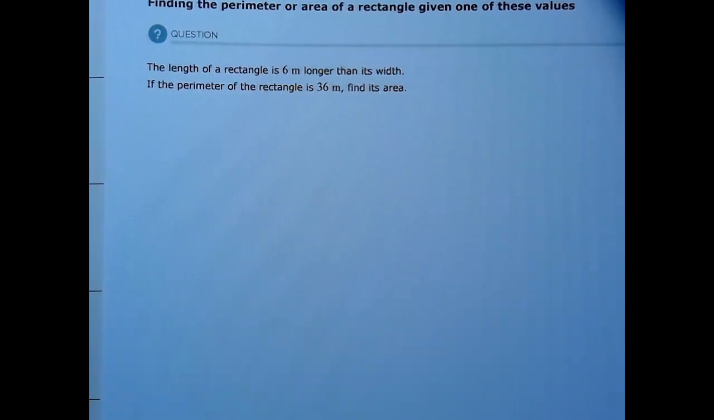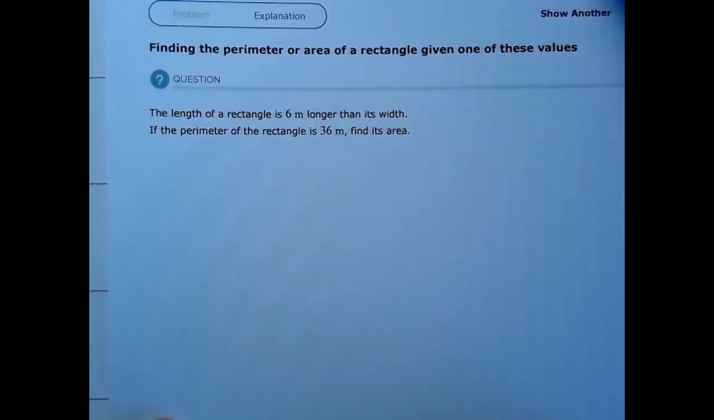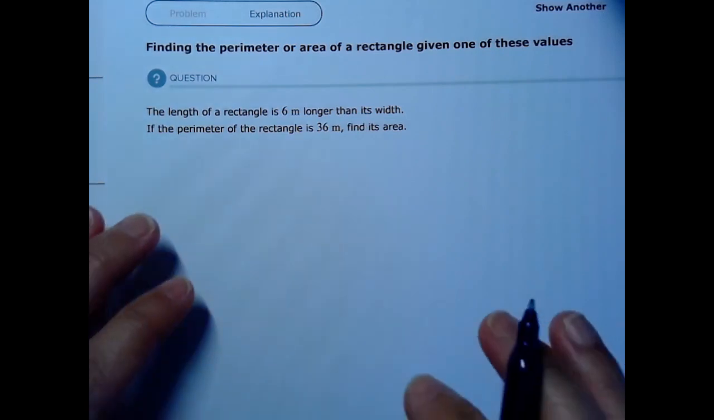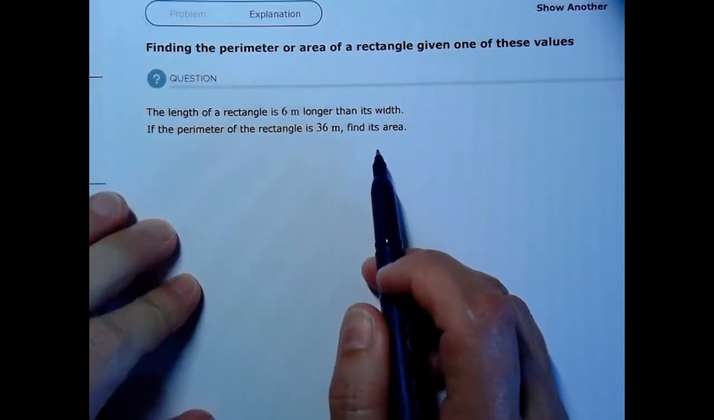I have a few problems that I wanted to demonstrate. These are just some various problems, and you'll notice the titles. I left the titles on these. Finding the perimeter or area of a rectangle given one of the values. I chose one of each, one to find its area, the other to find its perimeter.